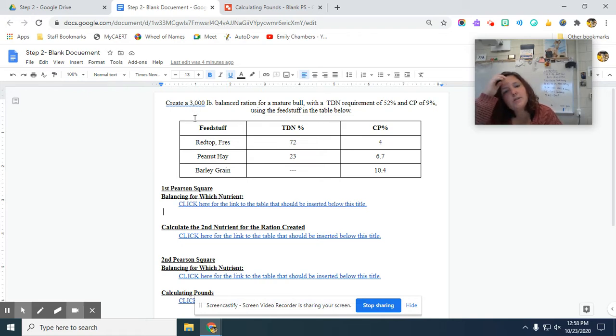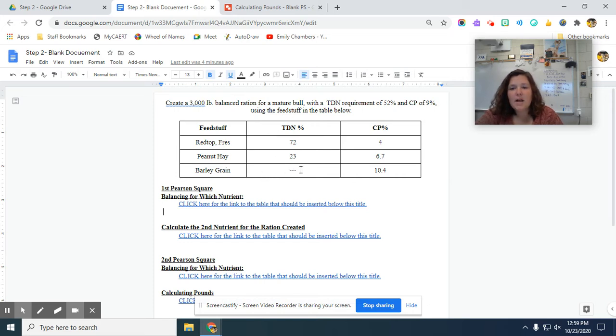So today we're going to create a 3,000 pound balanced ration for a mature bull with a TDN requirement of 52 and a crude protein requirement of 9%. So here are the feedstuffs: red top, peanut hay, barley grain. So we're going to balance first for TDN. That's going to be the first one.